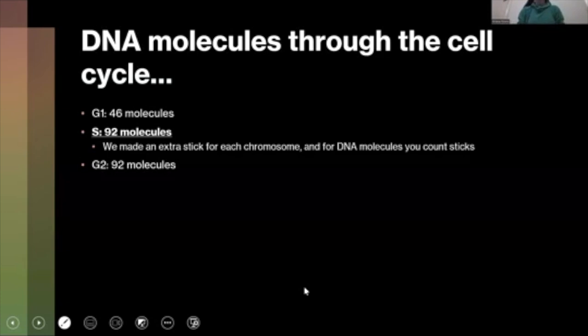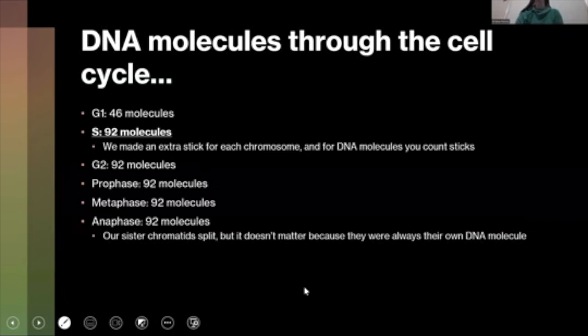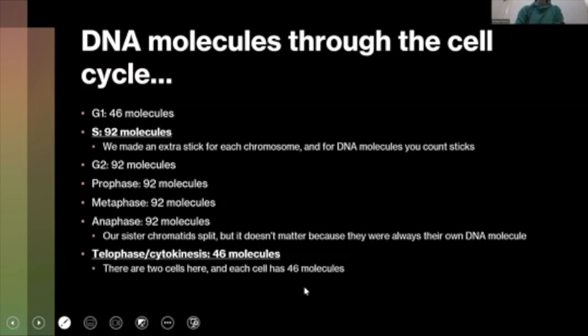G2, we have 92 molecules. We're not doing anything with them. Prophase, we have 92. We packed them up, but we didn't do anything. Metaphase, we have 92. They went to the middle, but we didn't do anything. Anaphase, we have 92. Because in anaphase, we go from this to this. Well, you went from 2 DNA molecules that were attached together to 2 DNA molecules that aren't attached together. So it's still the same number of DNA molecules, it's just your chromosome number that doubles there. And telophase cytokinesis, we had 92 molecules. Each cell swallows up half, so now we're back down to 46.